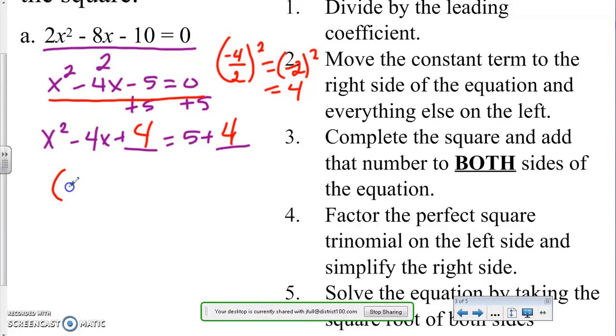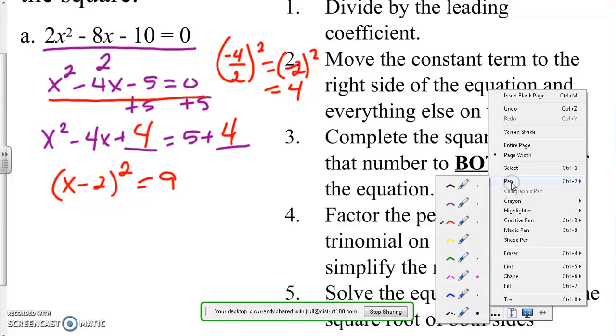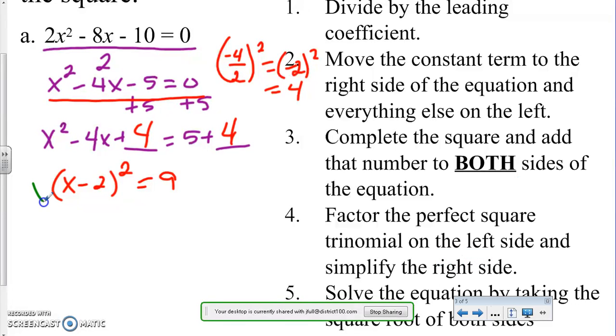So my group will always be in the form x plus or minus something squared. So we're going to use minus 2 because when we divide it by 2 we get negative 2. And then on the right side we're going to add. So 5 plus 4 is 9. Go ahead and take the square root of both sides. So the square root and the square root.